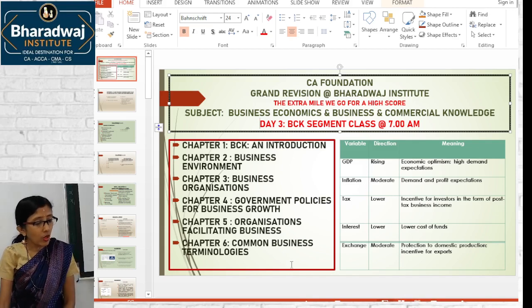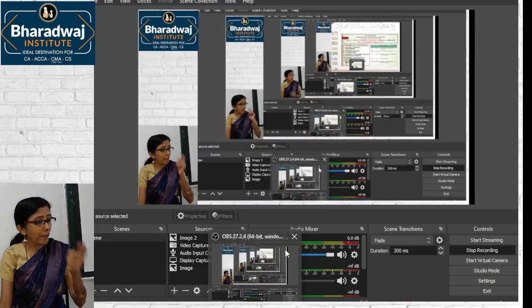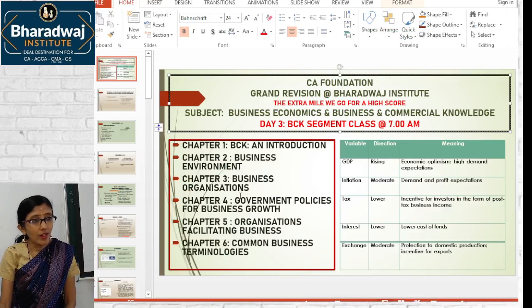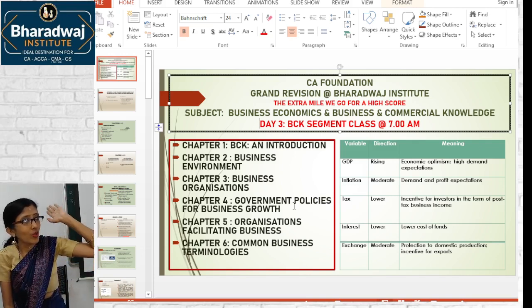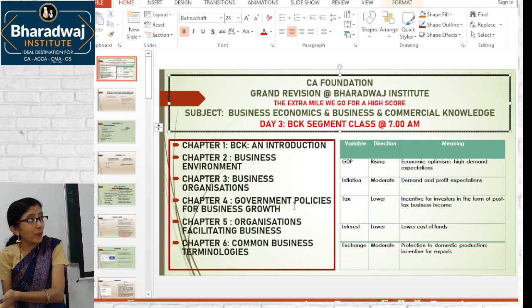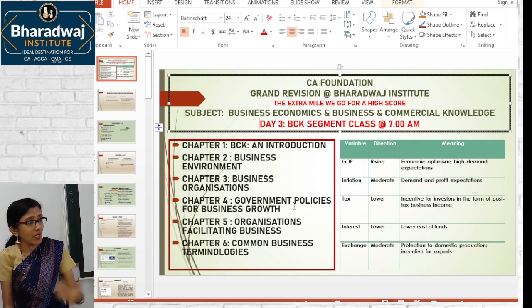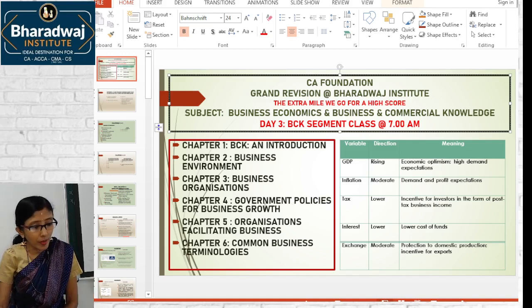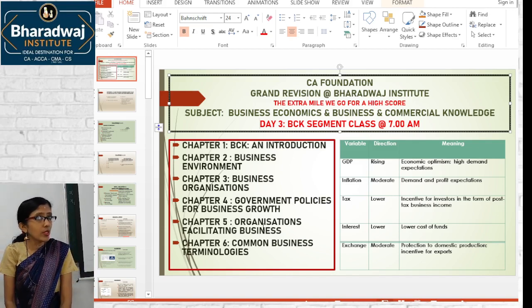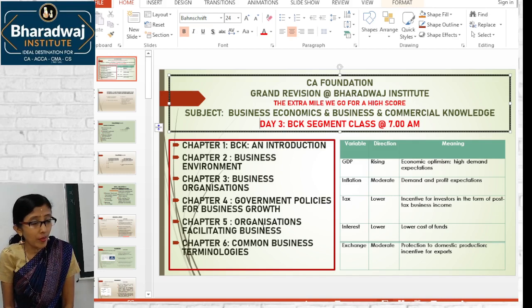Look at the chapters of BCK, 6 important chapters, starting with BCK introduction, and second, business environment, very important. Third, business organization, this is your company profile. Fourth is government policies for business growth. This is where I said they are starting with history: Ashoka and Alauddin Khilji and all, up to LPG, privatization, forms of privatization, the radical reforms of 2016. From then on, what happened to the FDI sector? So that is this topic. And in organizations facilitating business, you see big institutions which support business, the RBI, maybe NABARD, all those.